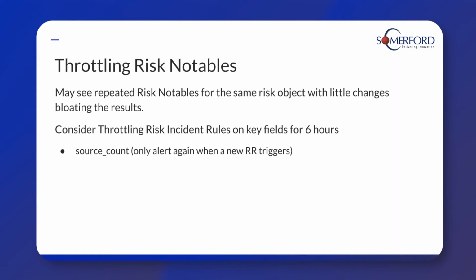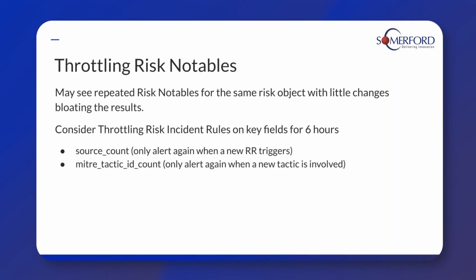So maybe the source count. We only want to alert if there's a new risk rule that's applied to this risk object. So if a new correlation search is triggered against this risk object, then we want to alert again on that to tell them that there is more that's occurred on this risk object, and that is key for the analyst to understand. Maybe we want to do it if the tactic ID count changes, right? There's a new tactic involved.